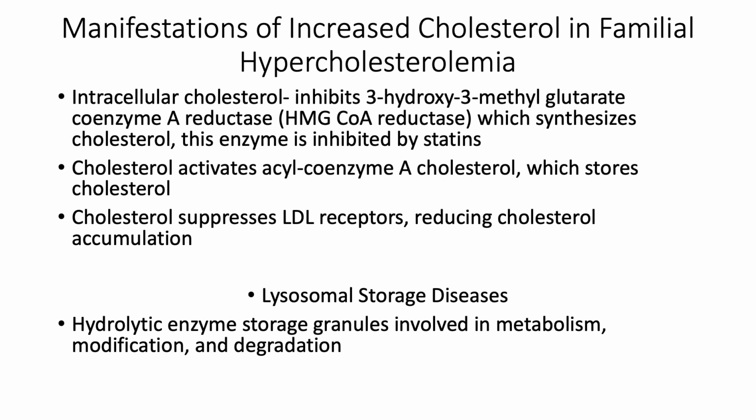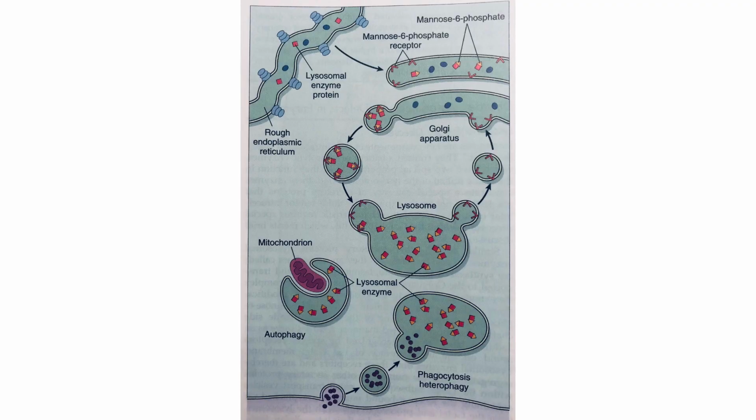Lysosomal storage disease is another broad category, and you have hydrolytic enzyme storage granules involved in metabolism, modification, and degradation. This is a schematic showing some of this as lysosomal enzyme protein, rough endoplasmic reticulum, mannose-6-phosphate, mannose-6-phosphate receptor, the Golgi apparatus with the vesicles being formed. Lysosomes break these down, and you get phagocytosis, heterophagy, and then these particles are extruded.